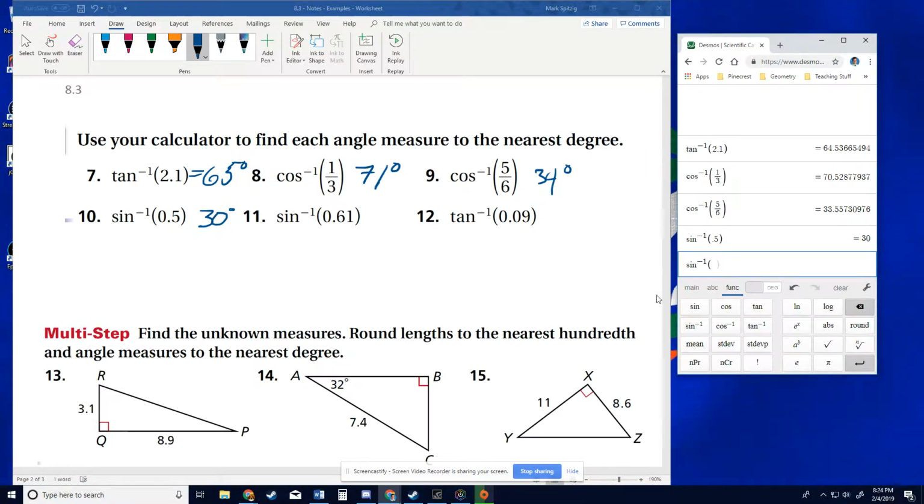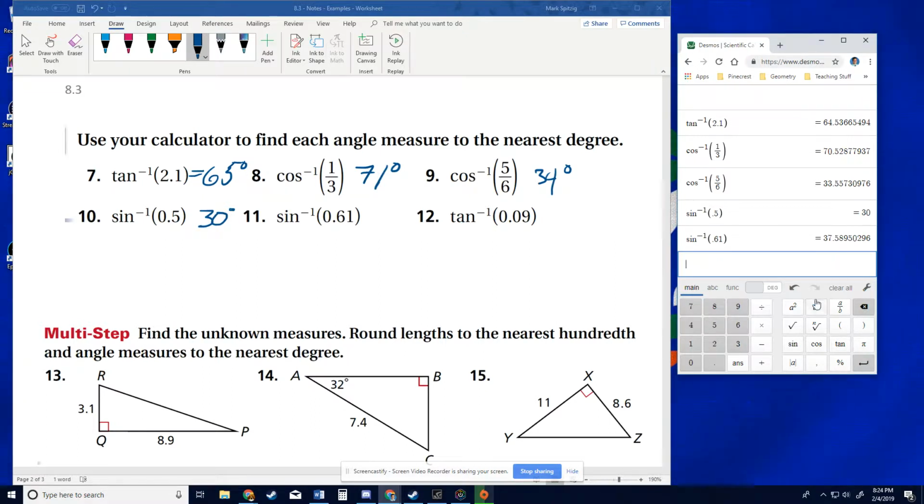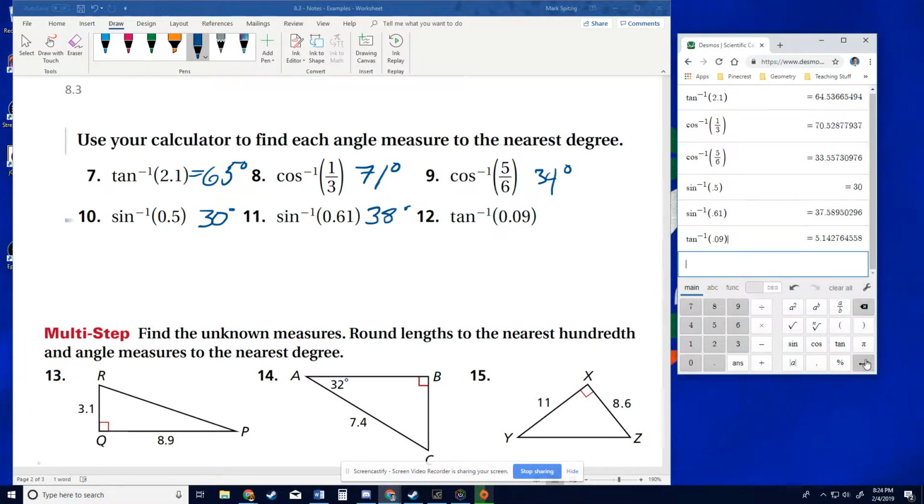Sine -1 of 0.61. So we plug it in, 0.61, and we'll close it up. And we get 38 degrees. It looks like it also rounds up. Okay, tan -1 of 0.09. All right, and looks like 5 degrees.